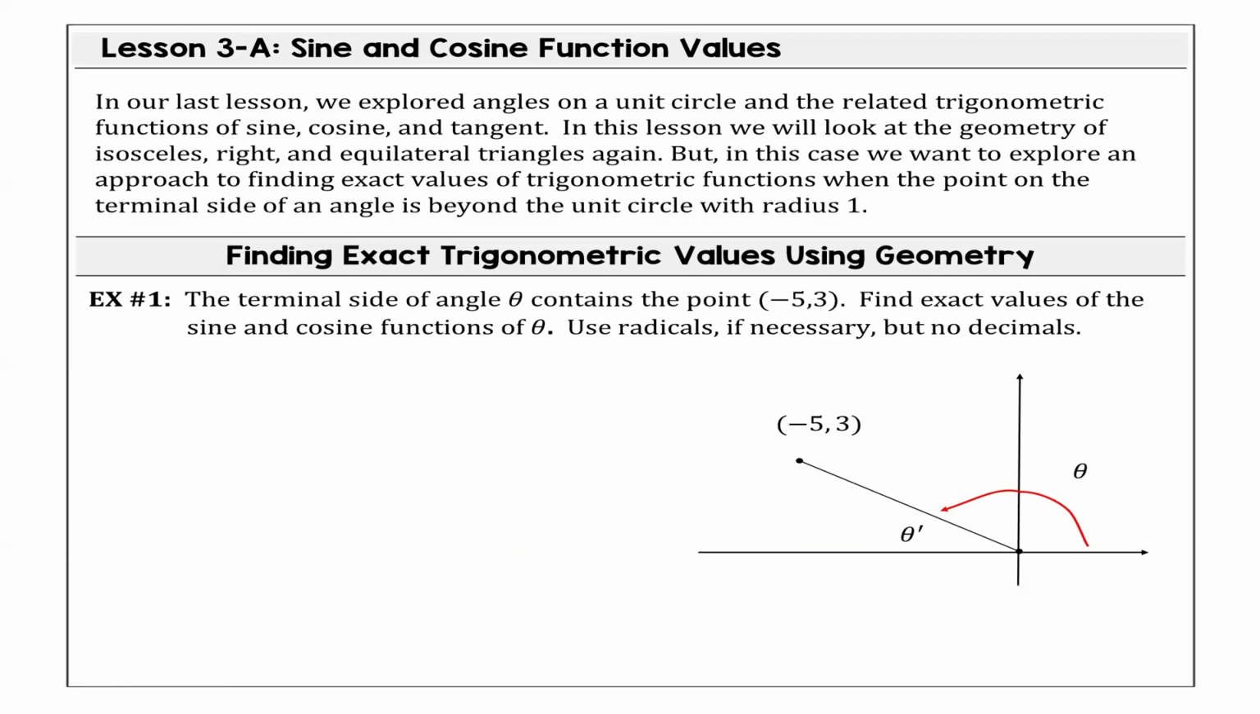So what we're going to talk about is finding exact trig values using geometry. If you look right here, we have the terminal side of an angle contains the point (-5, 3). And we're going to find exact values of the sine and cosine, and just trig for fun and giggles, to make sure we can do that.